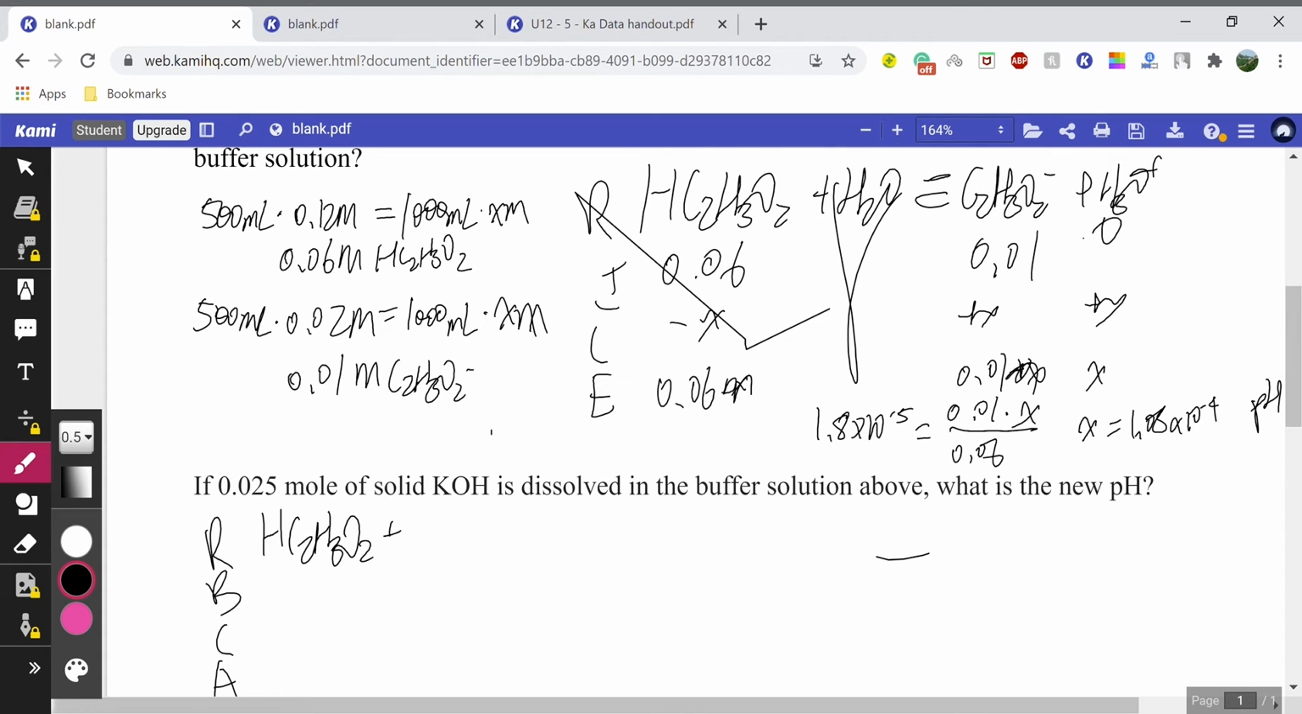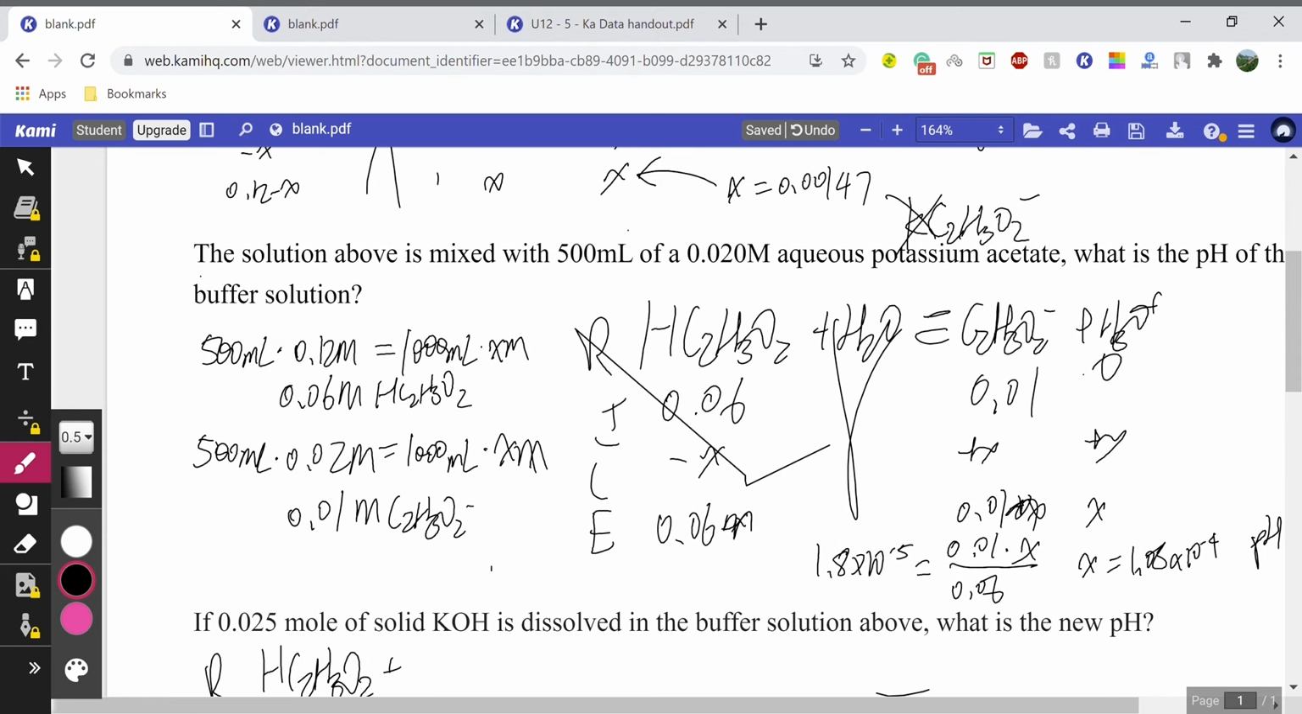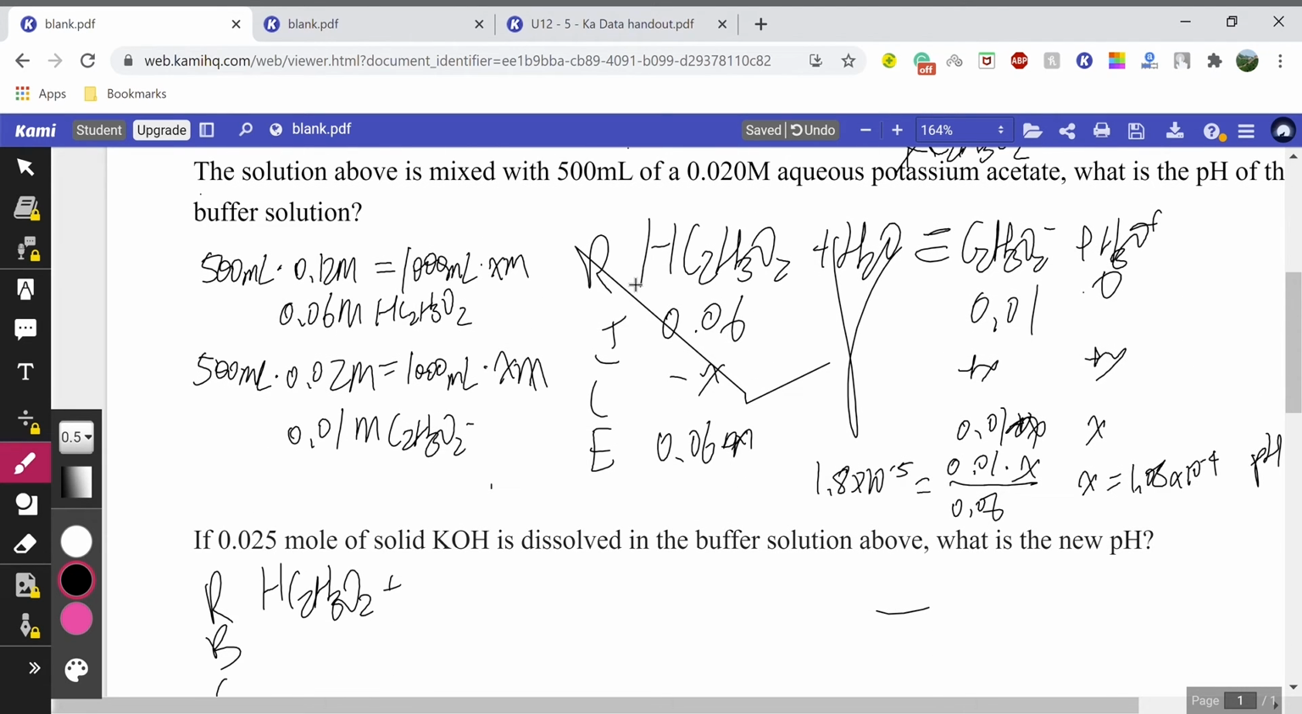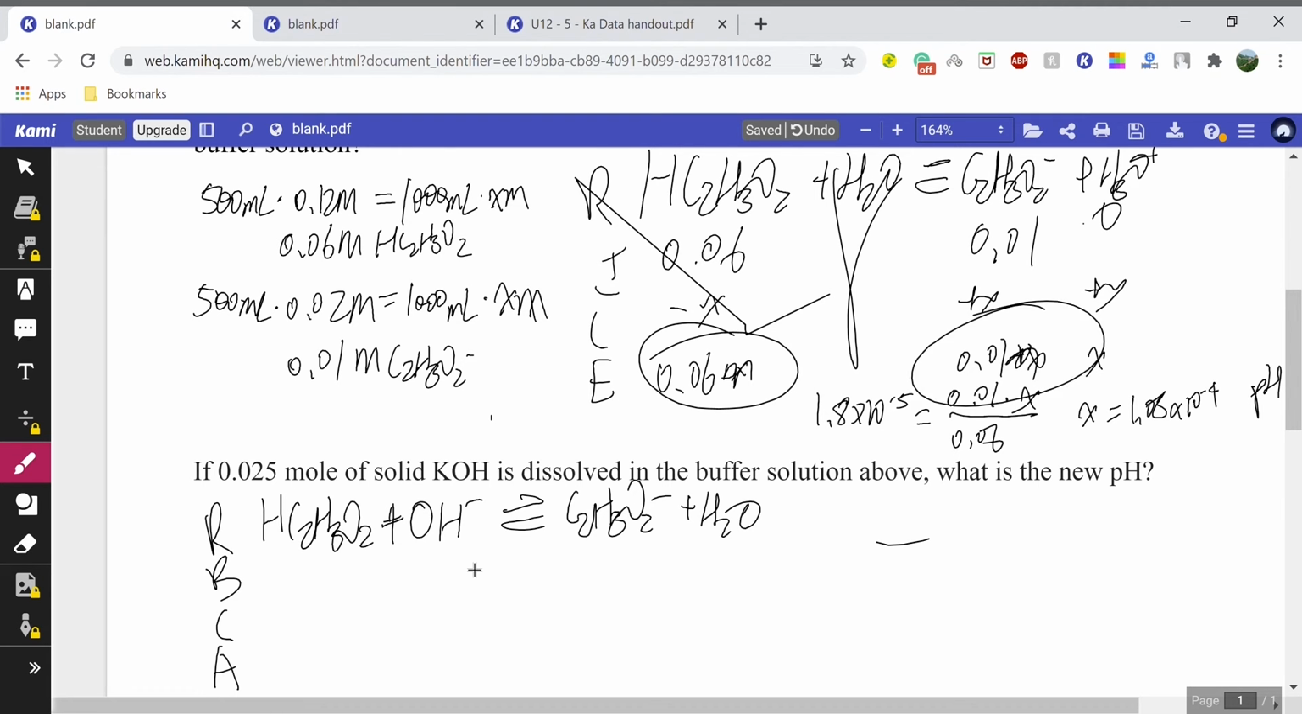This time it's no longer the same reaction, and this is why we need to use the RBCA chart, because we're not using the common ion effect anymore. We're not adding potassium acetate. This time we're adding a new, different type of solution, which we need to use a RBCA chart to show the consumption of this OH minus. Now this will form C2H3O2 minus plus H2O. Since we're not dealing with this new solution, we have to use all the numbers from our previous question.